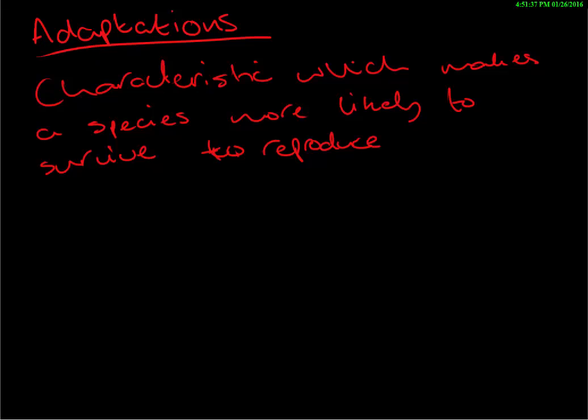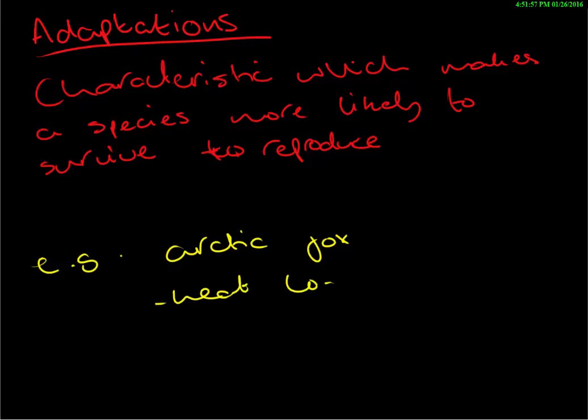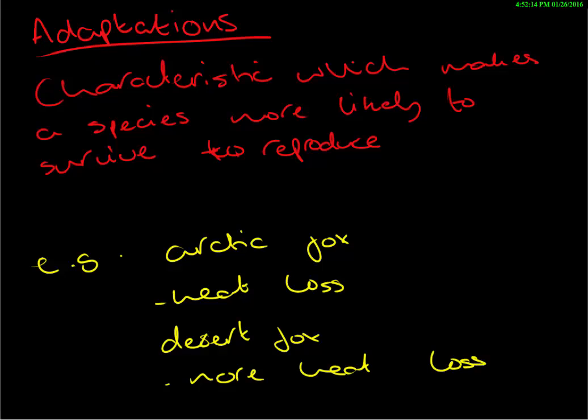Arctic and desert foxes. So an Arctic fox has to be adapted to cold environments. So they will have small ears, to minimize the surface area, so there is less heat loss. And a desert fox would have large ears to maximize heat loss. And those adaptations make the species more likely to survive and reproduce, because an Arctic fox has small ears, so they lose less heat, so they need to spend less energy on staying warm. A desert fox has big ears, so they lose more heat, so they need to spend less energy staying cool.